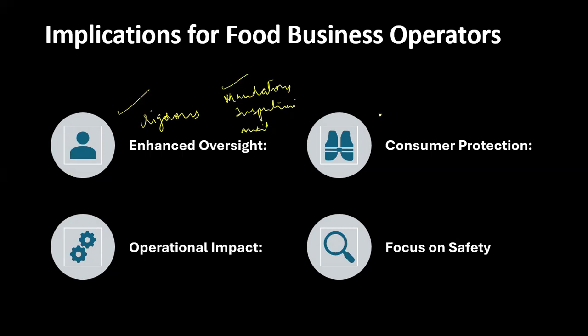Apart from this, we are trying to do consumer protection. This reclassification and mandatory audits aim to strengthen consumer protection by maintaining strict quality control. So we are trying to have very strict quality control so that the consumers' interest is protected, right? Apart from this, we also have operational impact. Businesses will need to allocate resources for compliance with the new auditing requirement. This could involve adjustments in operational processes, quality control measures, and potentially increased costs related to compliance.